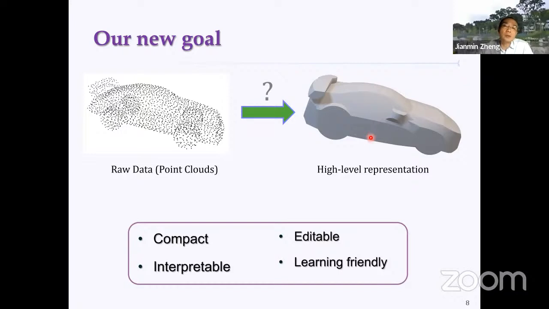Right? So we propose some criteria for this. For example, high-level representation should be compact, right? Not like a point cloud, there's a lot of points. So we should have a more compact representation for the shape. And the second is the shape should be intuitive and we can understand each component. And the representation should be easy for further editing. And moreover, we like high-level representation to be easy for the learning process. So those are some basic requirements we want high-level representation to have.